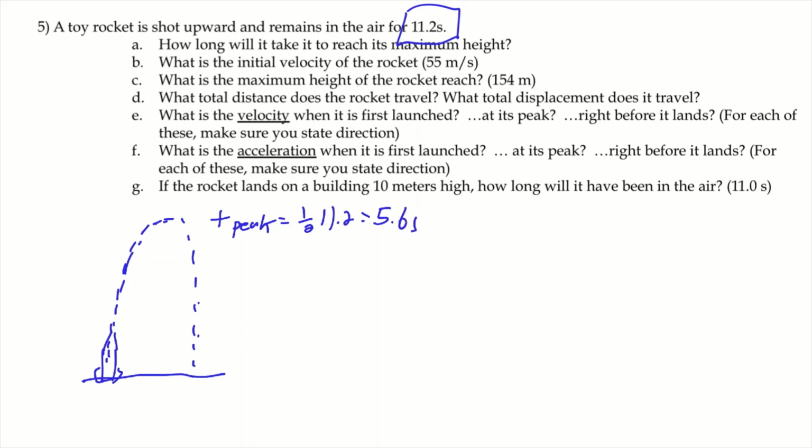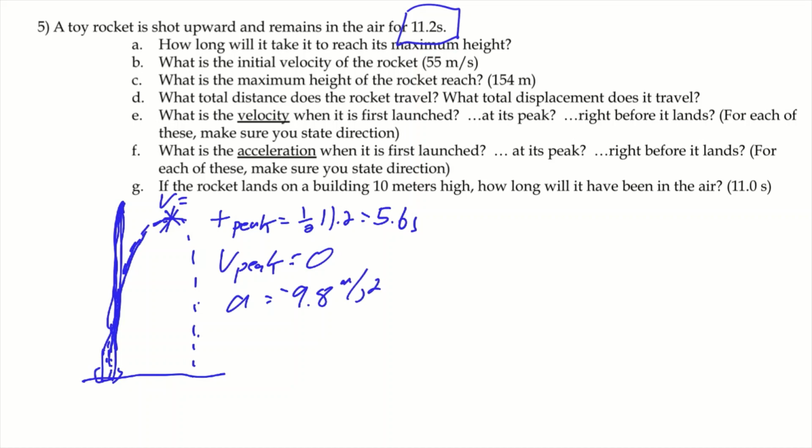Question B, what's the initial velocity? So for this, we're going to use the motion up to the peak, because at the peak we know something very special, and that is that the velocity at the peak is 0. It's assumed to go up perfectly vertical, straight up and down, so the velocity at the peak would be 0. Okay, and then we know once the rocket's been launched, the only thing acting on it is gravity. So the acceleration is going to be negative 9.8 meters per second squared.